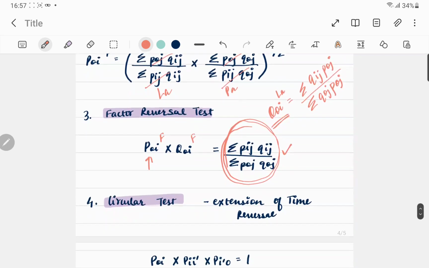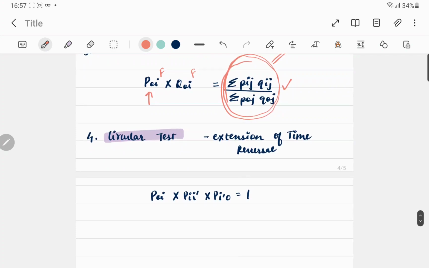Next up is the circular test, which is nothing but an extension of the time reversal test, and it is defined something like this. Even Fisher's does not satisfy the circular test.